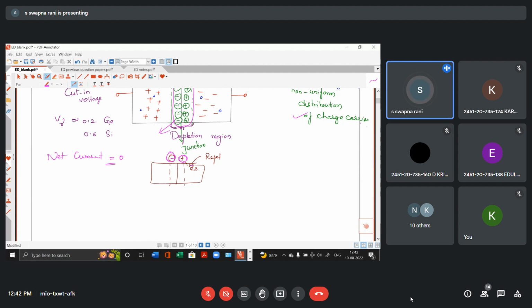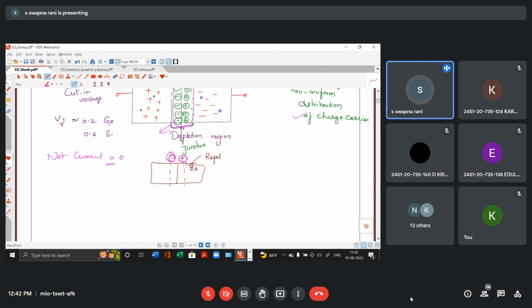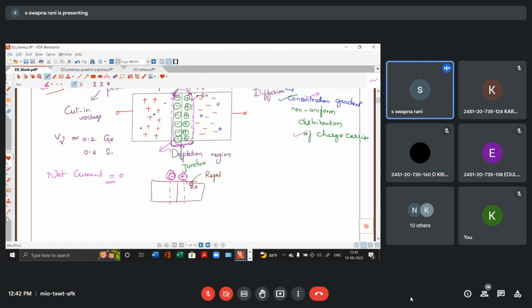You might think that because of diffusion the charge carriers are moving. So whenever charge carriers are moving, the movement of charge carriers itself results in a current. Then there should exist a current. No, the current will be zero. It is true that some current will be flowing in the diode due to diffusion.